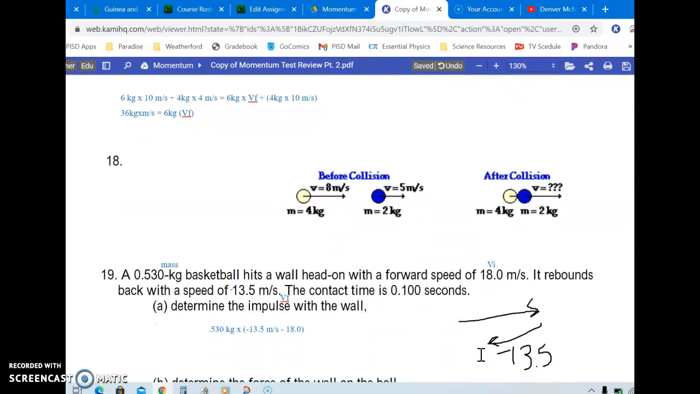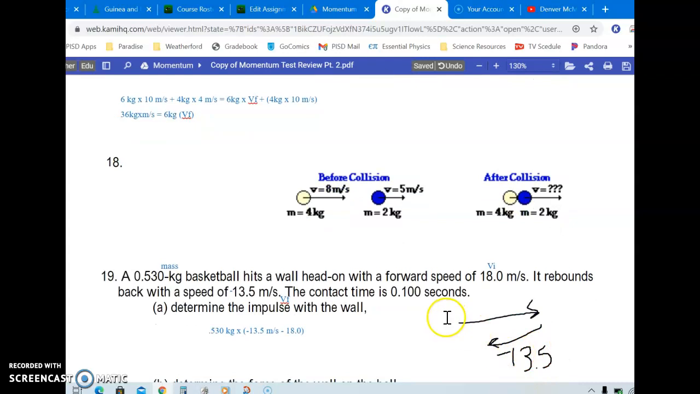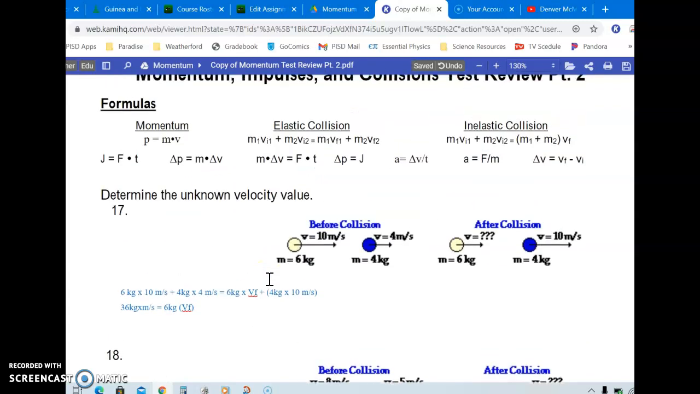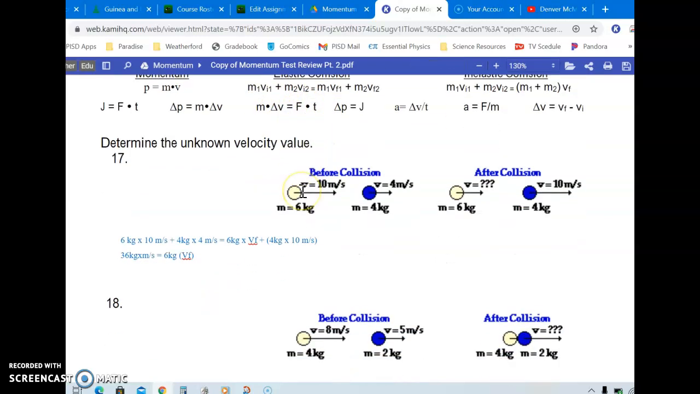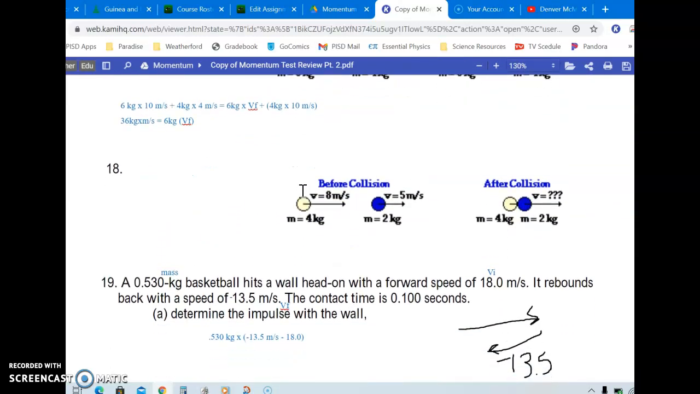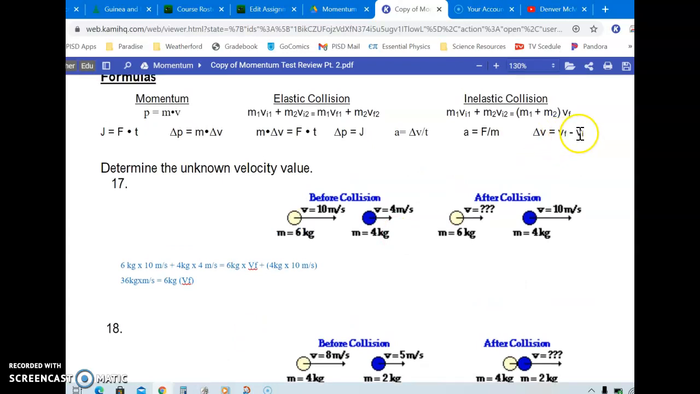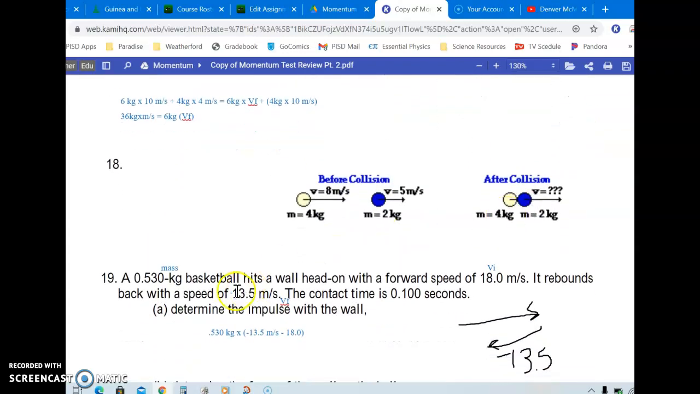If it hits and bounces off, it's going in the opposite direction. So it's going to be a negative 13.5 meters per second. Here's the deal. We don't have newtons, which we would need to find the impulse. But we know that impulse, force times time, is equal to the mass times change in velocity. Our mass is 0.530, times the change in velocity. Change in velocity is the final velocity minus the initial velocity. Our final velocity is negative 13.5 meters per second minus the initial velocity, which is 18.